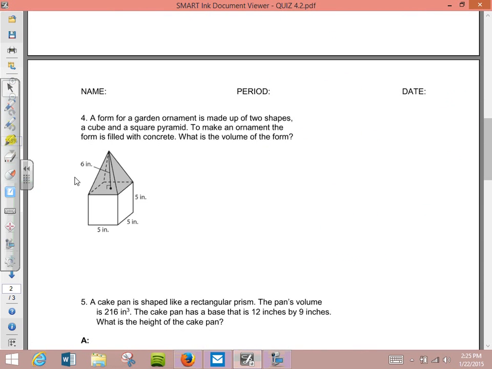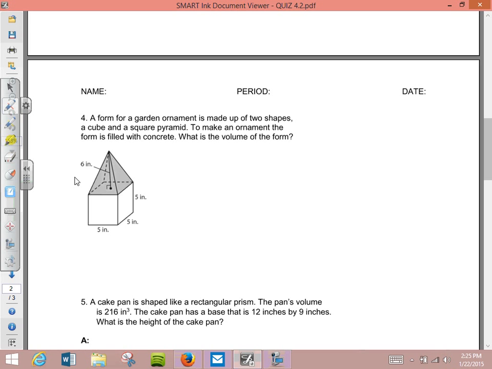All right, so this one right here is similar to the other one, right? Their formulas are quite similar as well. So a formula, it's a garden ornament. We want the whole thing, right? So how do we find the volume of that? By the way, what kind of shape is the one on top? What kind of pyramid? Square. A square pyramid. You look at the shape at the bottom and it tells you what it is.